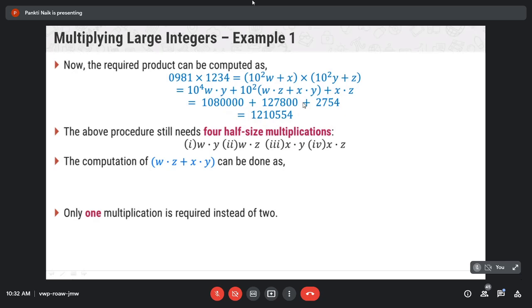Okay. So if we calculate these numbers, you will get this answer.